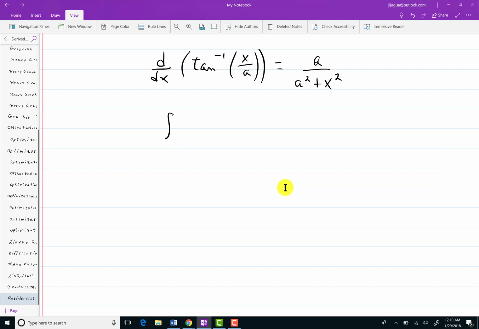So, since I have that formula, I immediately get an integral formula. The integral of a over a squared plus x squared dx equals arctangent of x over a plus c. Now, it's unusual for problems to come exactly in that form, as you'll see from the example that I want to do that illustrates how you use formulas like this. Sometimes you have to be a little inventive.